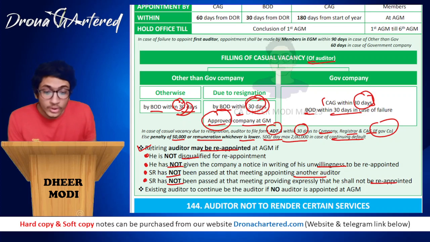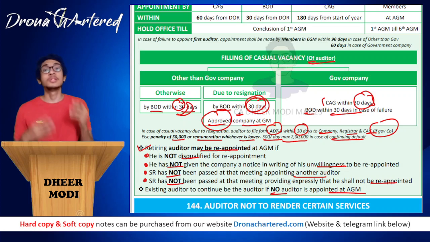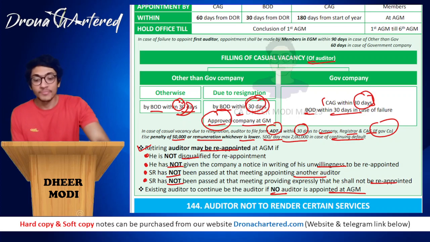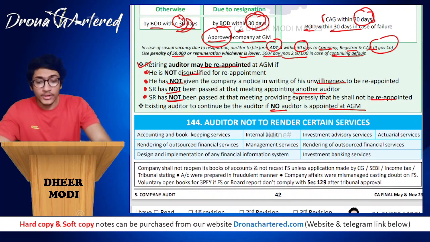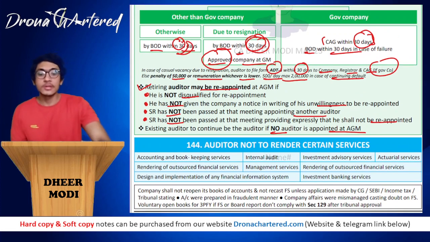Your existing auditor continues to be auditor if no auditor is appointed at your AGM. So whoever is your auditor at the current moment will continue to be auditor if no other auditor is appointed at the annual general meeting. Then if you remember, we did section 144, which said that in some cases your auditor will not be allowed to render certain services. So that is your section 144.